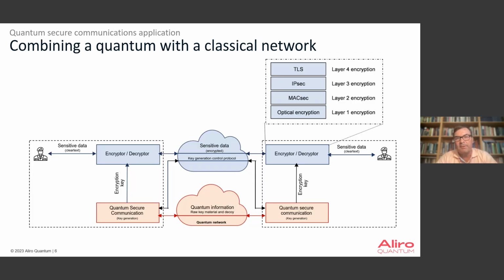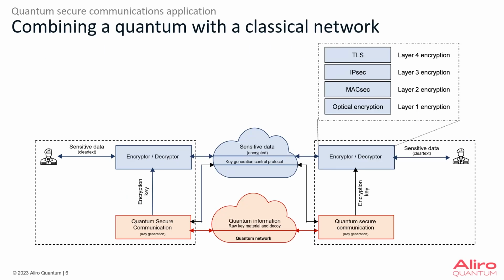Here's a concrete example of how a classical network and a quantum network work together. In this slide, and in fact, in the rest of the seminar, I will focus mainly on the quantum secure communications use case because that's the most mature application for quantum networks. I could draw similar diagrams for clustered and distributed quantum computing and sensing. In this diagram, at the top in blue, we have the classical network. There are two parties that want to exchange encrypted data over this classical network.